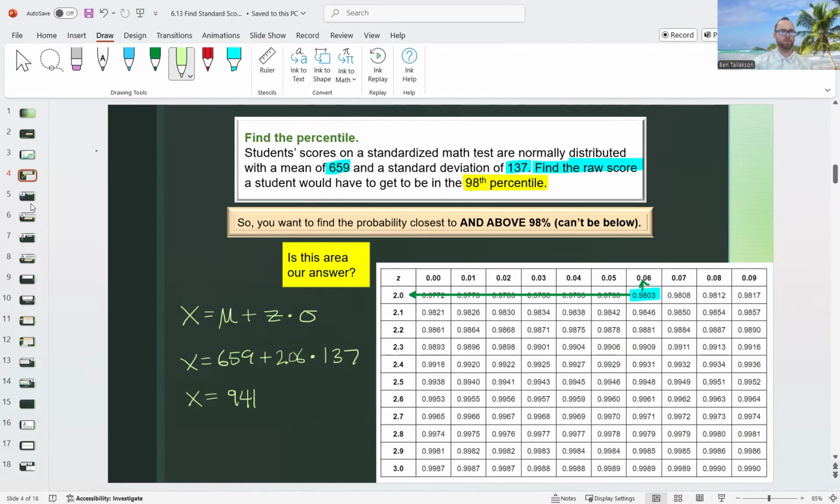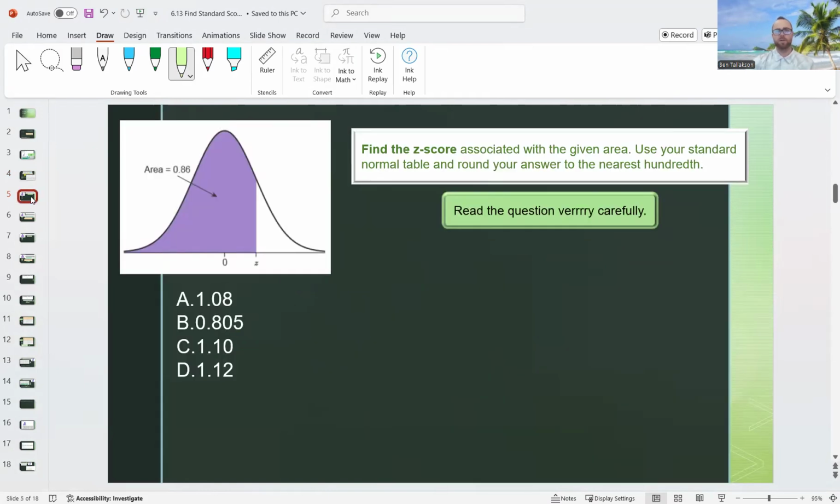Okay, moving on. Find the z-score associated with a given area. Use your standard normal table and round your answer to the nearest hundredth. Which answer do you know is not possible before you do anything else? Hopefully you're thinking B. That is not rounded to the nearest hundredth. Already narrowing down our options. Can you solve it correctly?